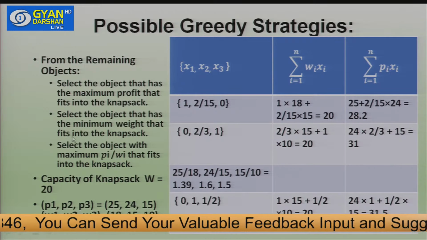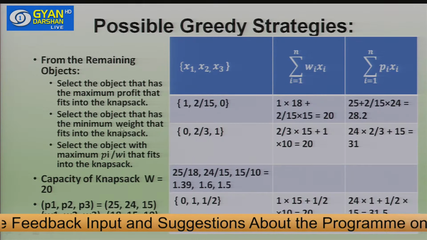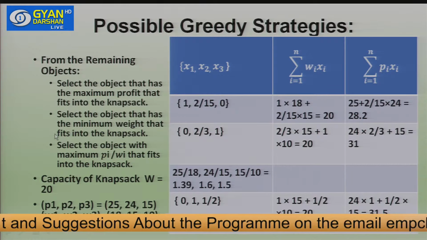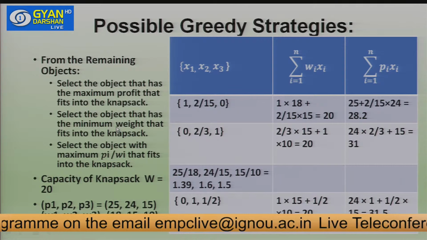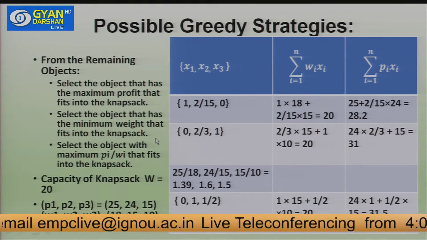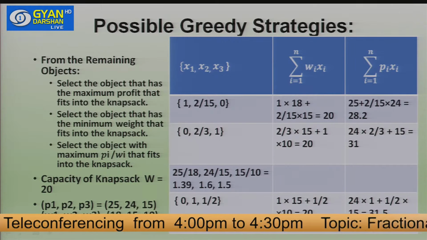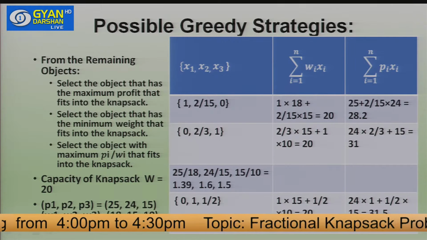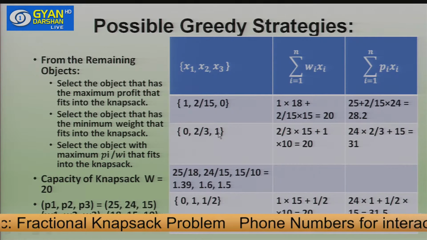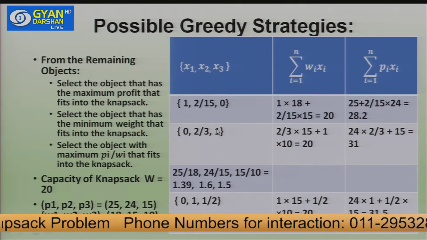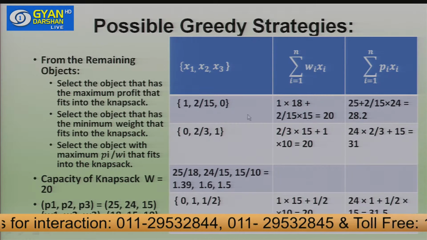What happens if we follow the second strategy? The second strategy is to select the object that has the maximum weight that fits into the knapsack. Okay, the minimum weight, not maximum, I'm sorry. If we look at the weights, we are starting with 10, 15 and 18, so it is the other way around. The third object, object 3, has the least weight, so we pick up that object. So we have filled up weight 10 from the x3 object.